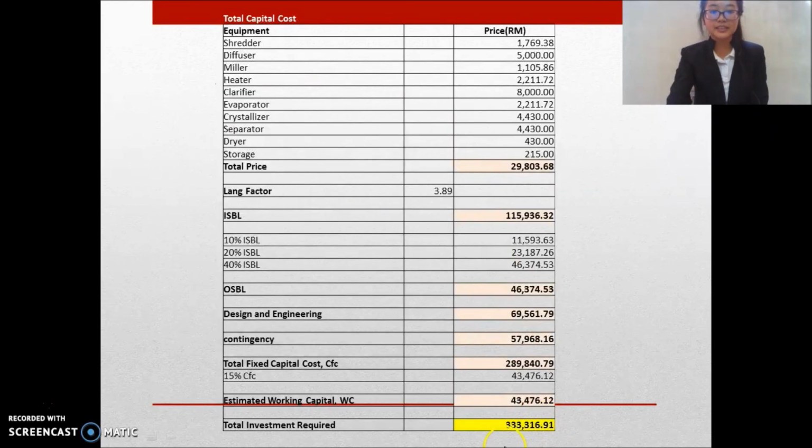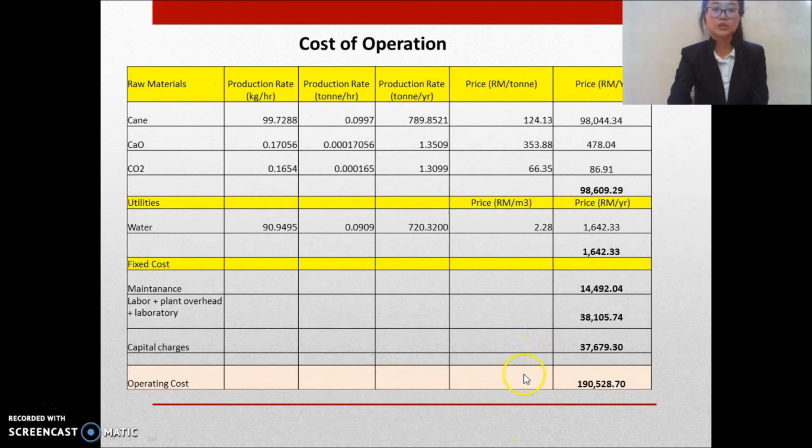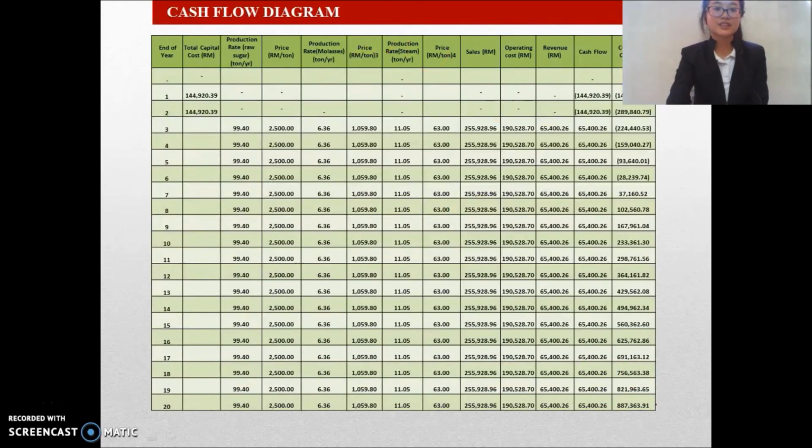Now we come to our costing. Our total investment required is 333,316 ringgit, while our total cost of operation is 190,528 ringgit. After the calculation of the cash flow, we can see that our production rate of the raw sugar per year is 99.4 ton.